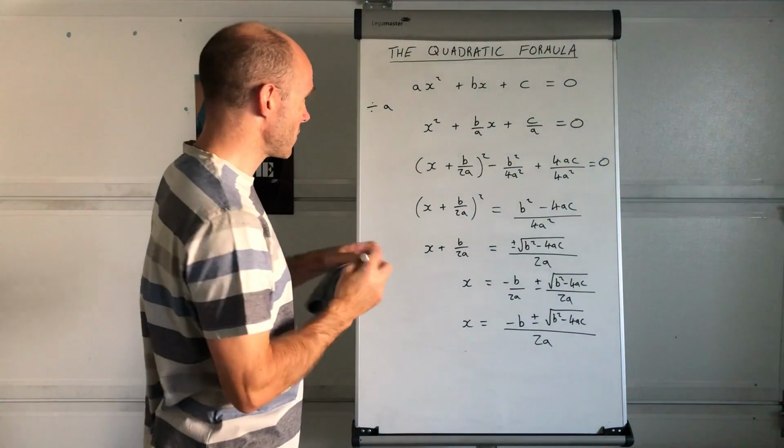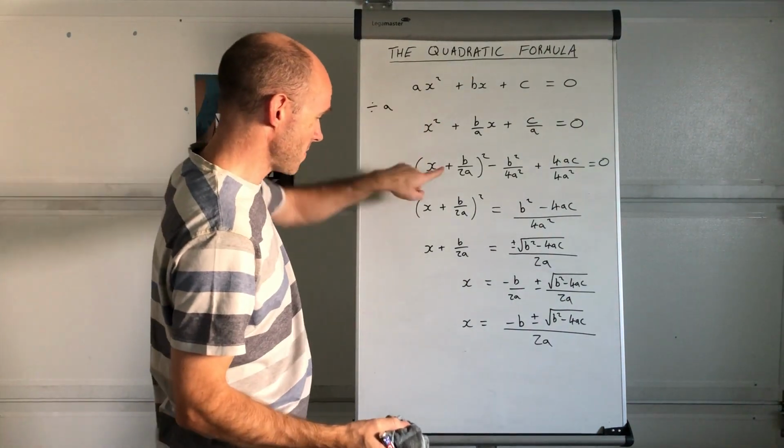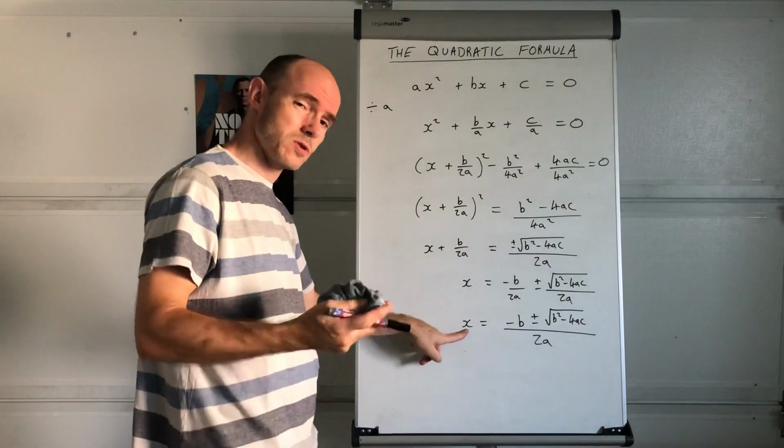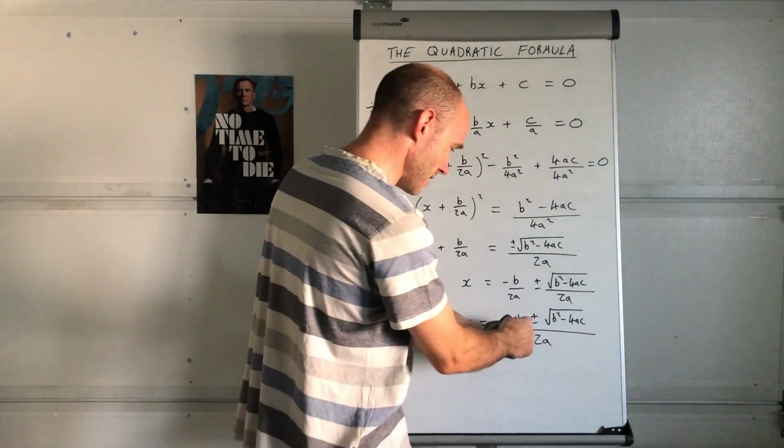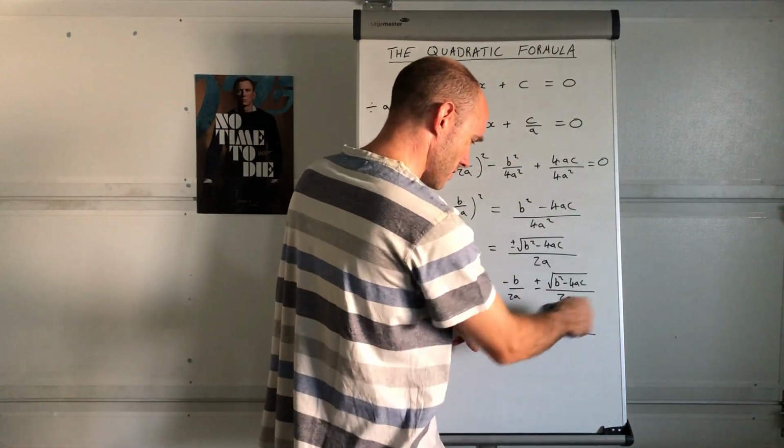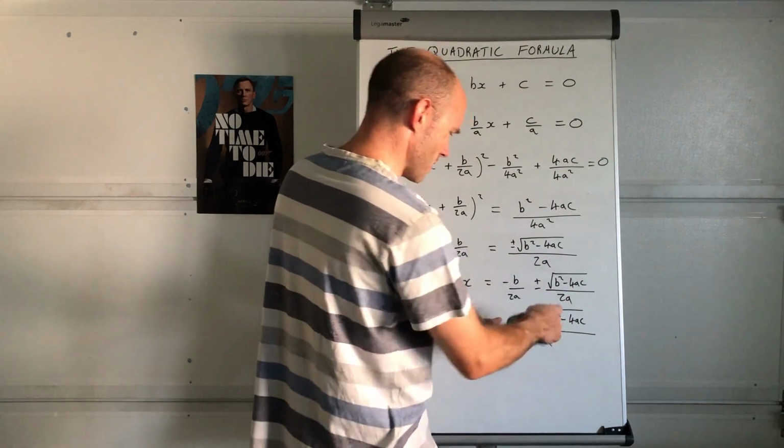Because what we've done is we've actually completed the square in this, and we've made x the subject, so that tells us our solutions have to be x is either negative b plus that all over 2a, or negative b subtract that all over 2a.